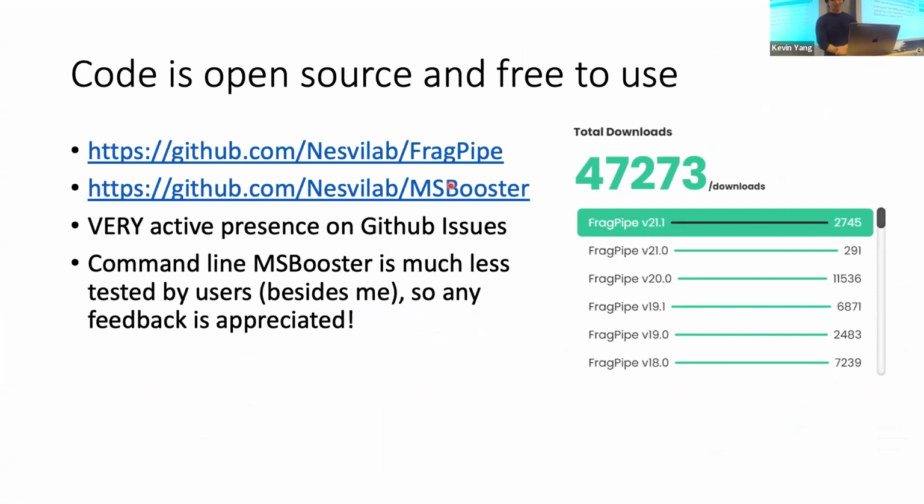So how do you use MSBooster and FragPipe? Well, all our code is open source, minus a few things like MSFragger, which is a little more closed source, but a lot of our tools are very open source. You can see how we're doing everything. You can provide your own commits to our repositories, and we can pull them if they're good. It's a very popular tool. MSBooster is now packaged with FragPipe, and FragPipe has been downloaded 47,000 times across all 21 versions.